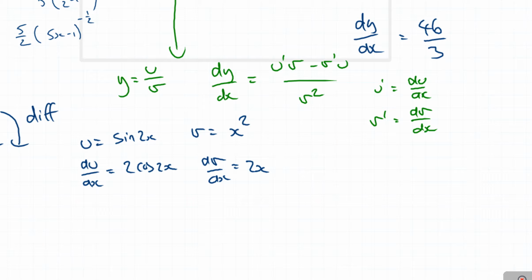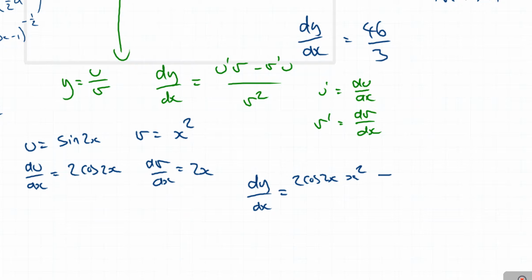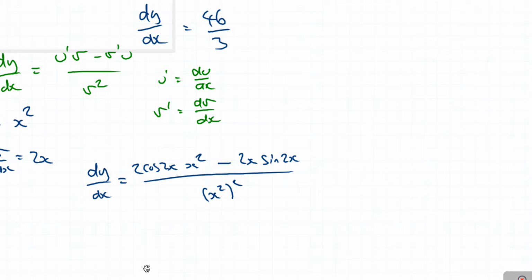From here we can plug this into our equation. So dy/dx is equal to u prime, which is 2 cos 2x, times v, which is x squared, minus v prime, which is 2x times sine 2x, divided by v squared, which is x squared squared. Plugging this in, we get 2x squared cos 2x minus 2x sine 2x, divided through by x to the power of 4.